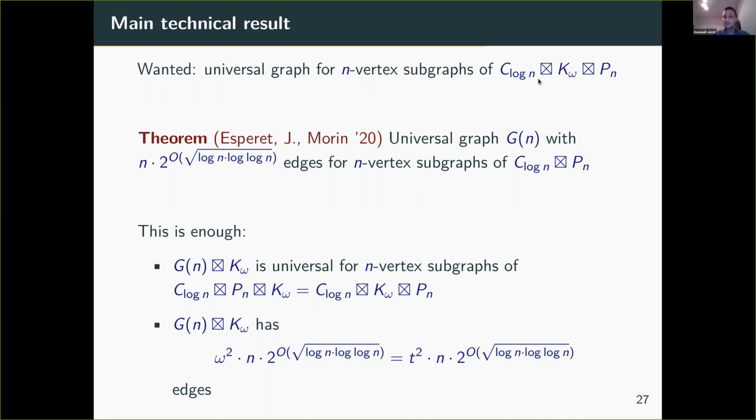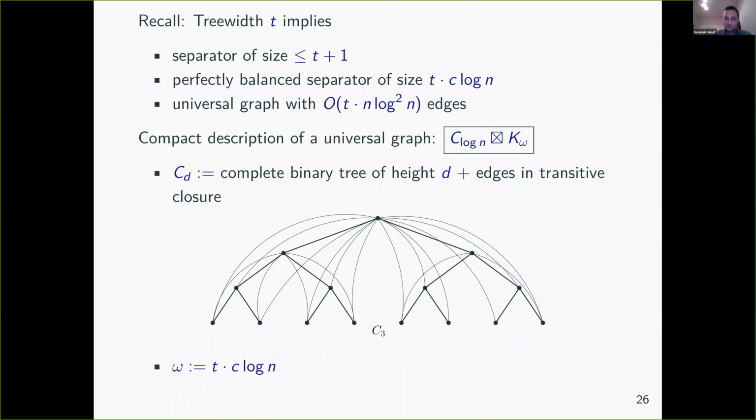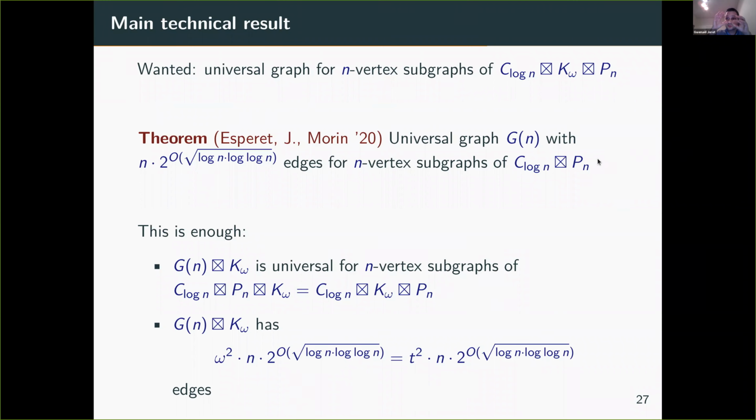And our main technical theorem is almost doing that. Instead of looking at C log n times clique times the path, it's dropping the clique. So let's get rid of the clique and let's look at C log n times the path. So again, let me show again C log n. You have this complete binary tree plus edges in the closure. And then we take strong product with the path. So this is a quite easy graph to think about, right? You have a path of n vertices. So you have n rows, and each row looks like a copy of C log n. And then you have the edges in between rows as discussed.